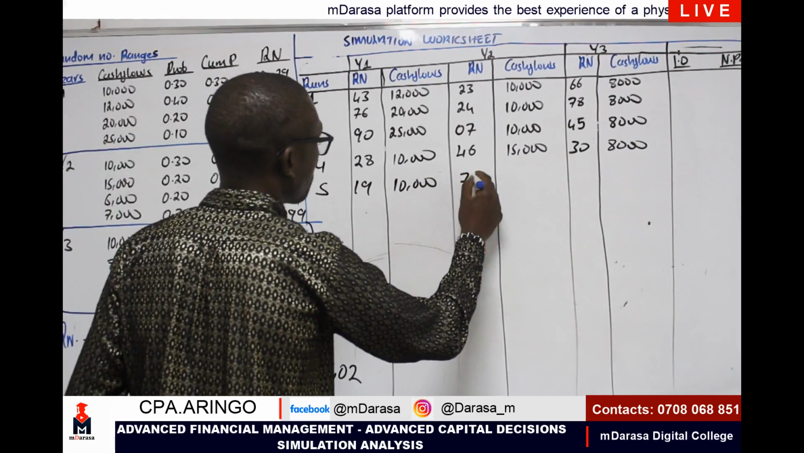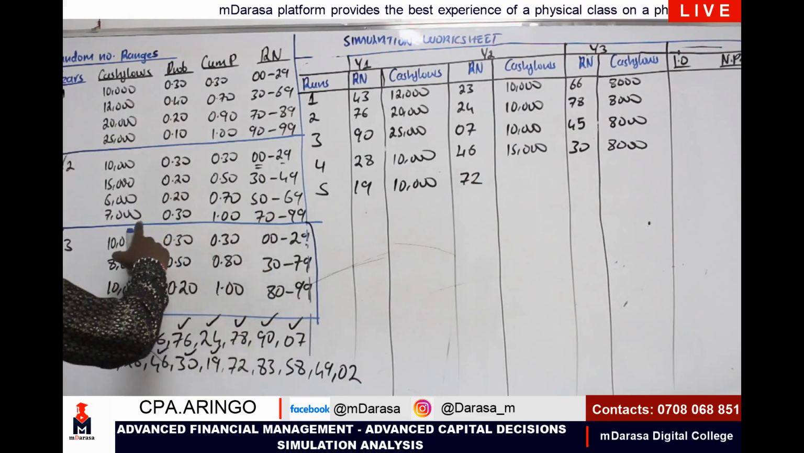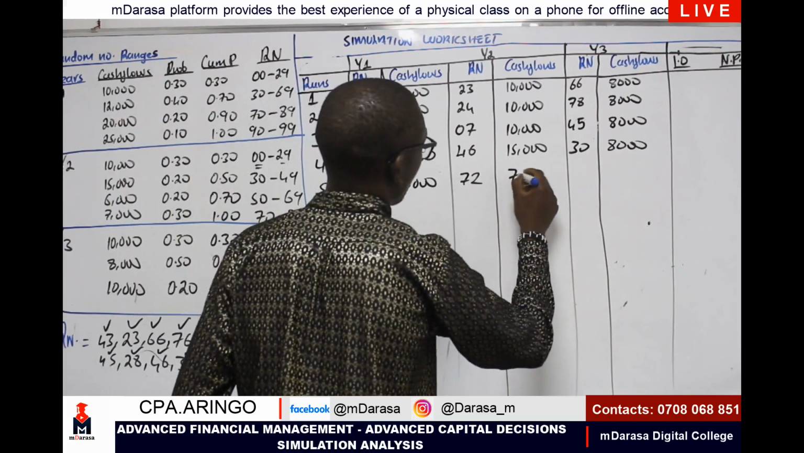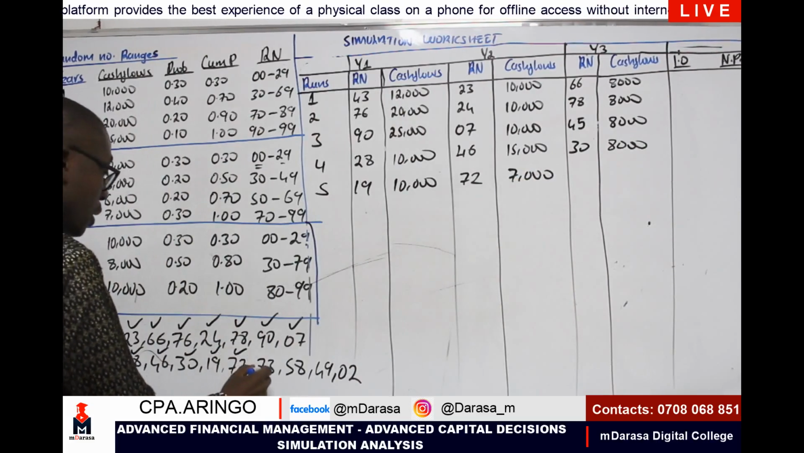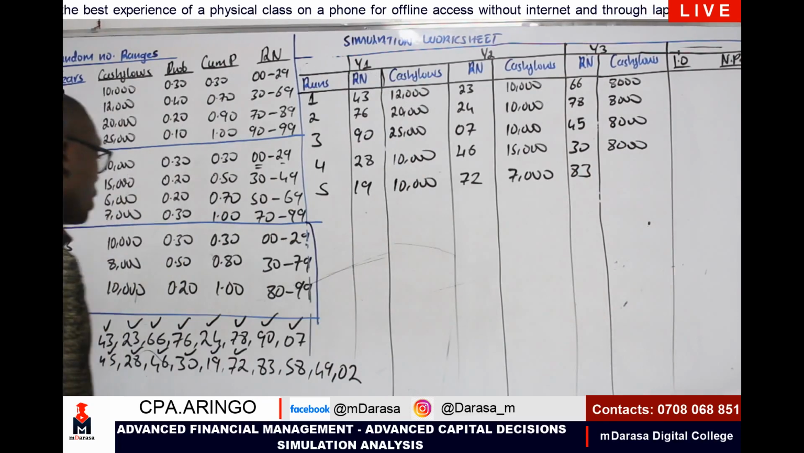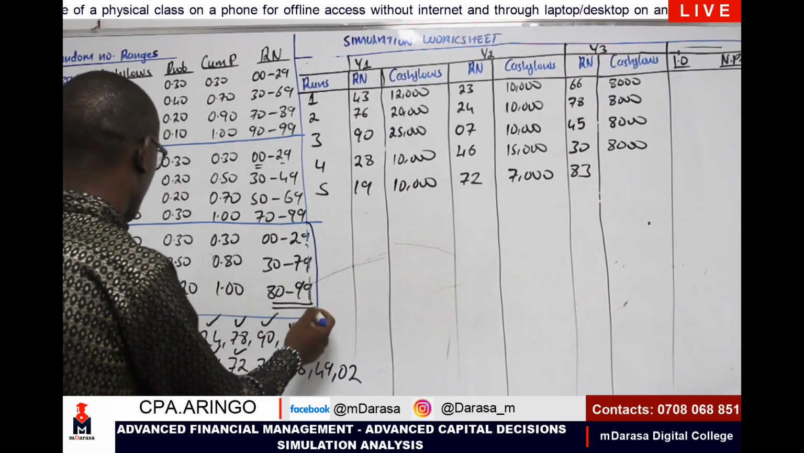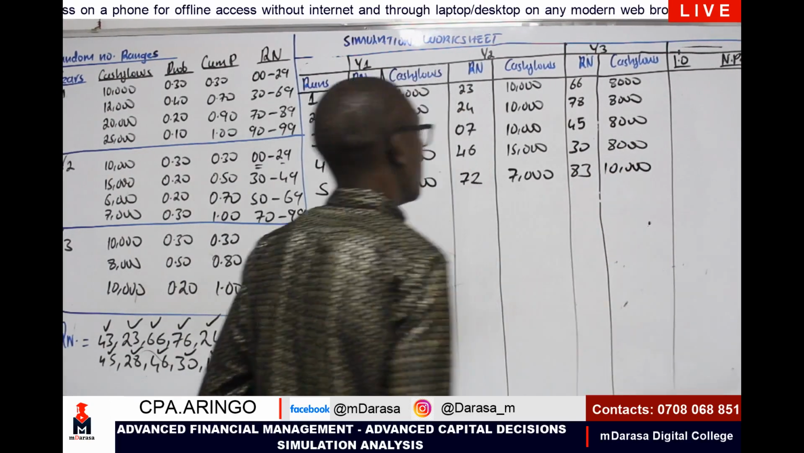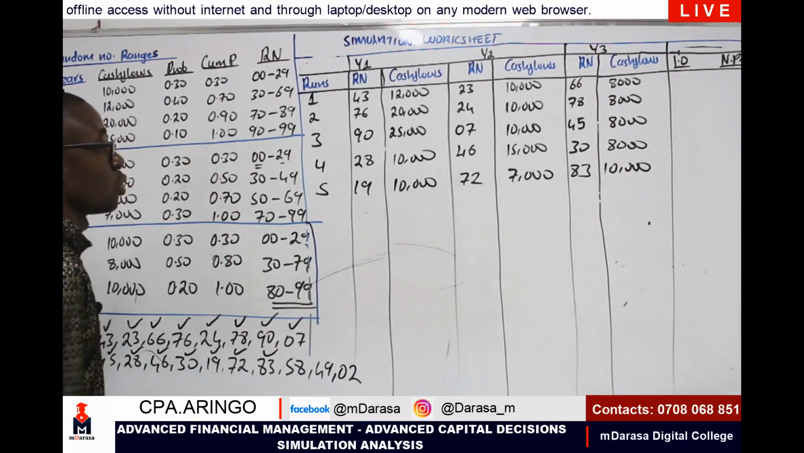72, year 2. 72 is falling in between 70 to 99, which is 7,000. 83. Where is 83 falling in year 3? 83 is falling in between 80 to 99 here, right? So basically I should be having what? 10,000.